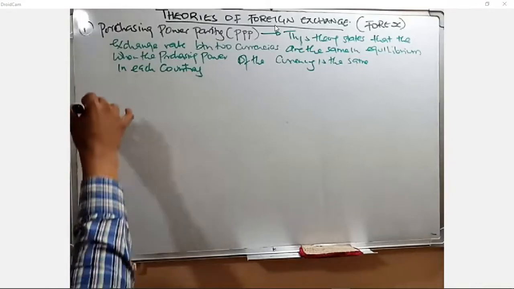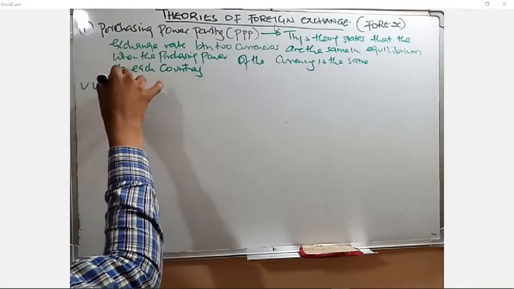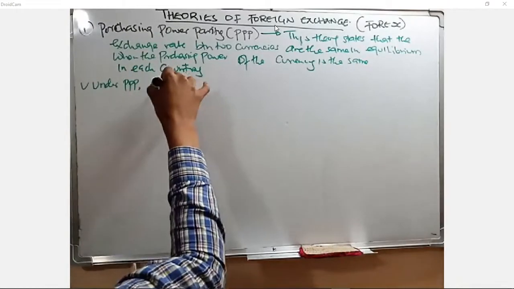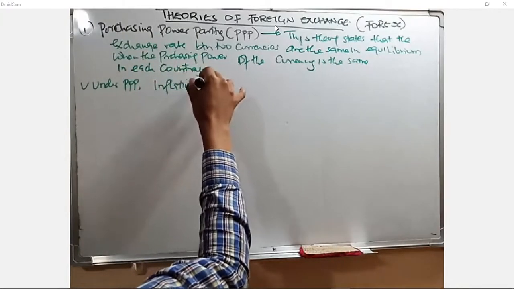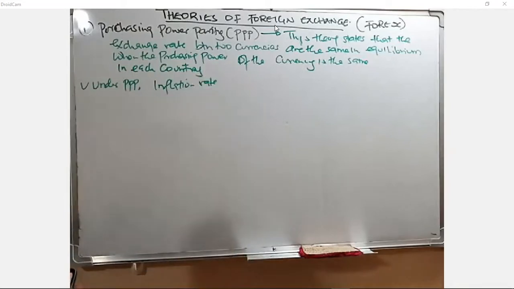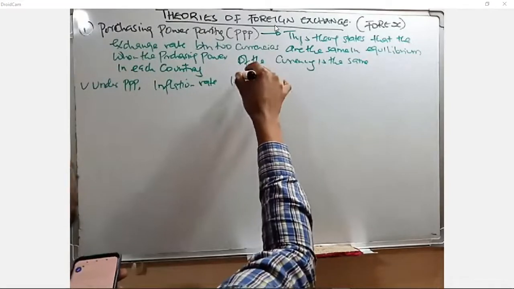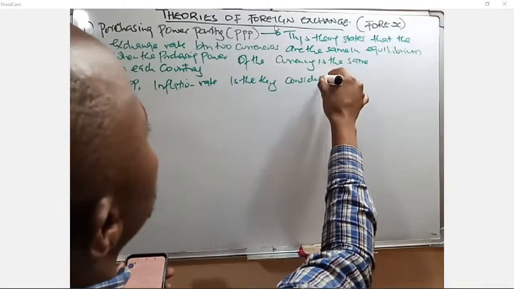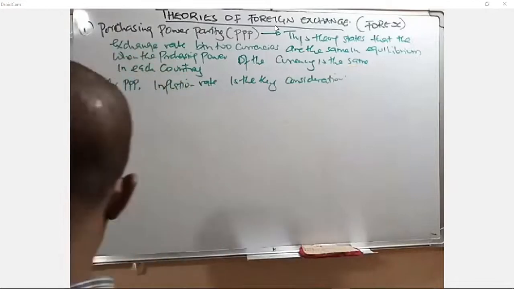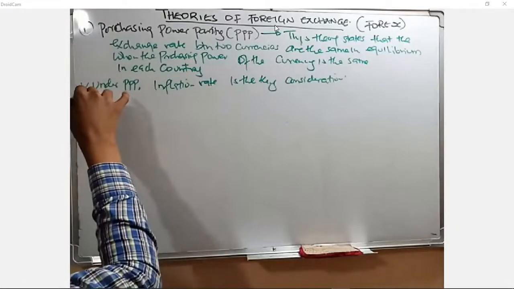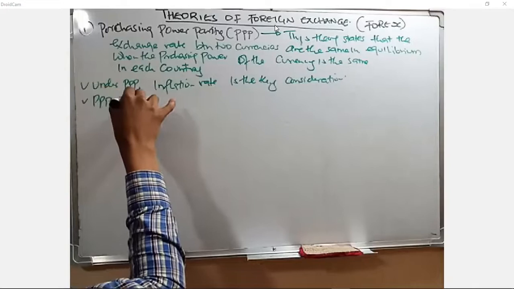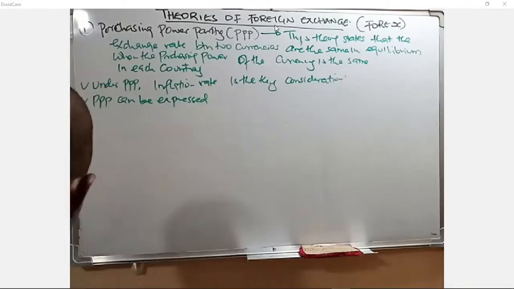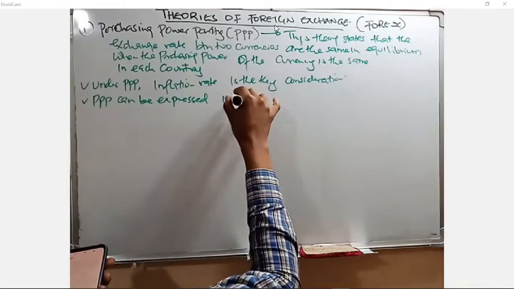So we normally talk about, under PPP, inflation rate is the key consideration. So in this case, we are saying PPP can be expressed using the formula.